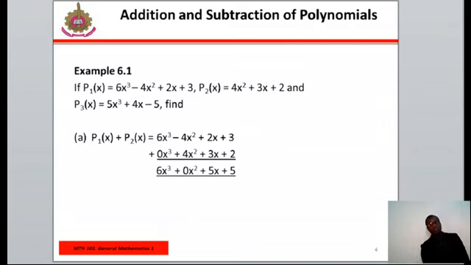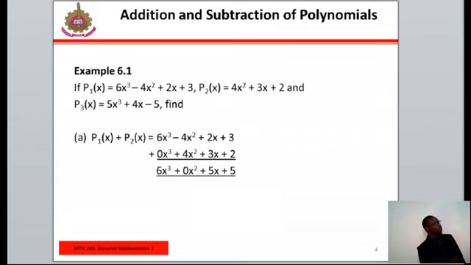Let us treat some examples on the addition and subtraction of polynomials. Example 1. If P1(x), that's polynomial function 1, is 6x cubed minus 4x squared plus 2x plus 3, and polynomial 2 is 4x squared plus 3x plus 2, and polynomial 3 is 5x squared plus 4x minus 5.